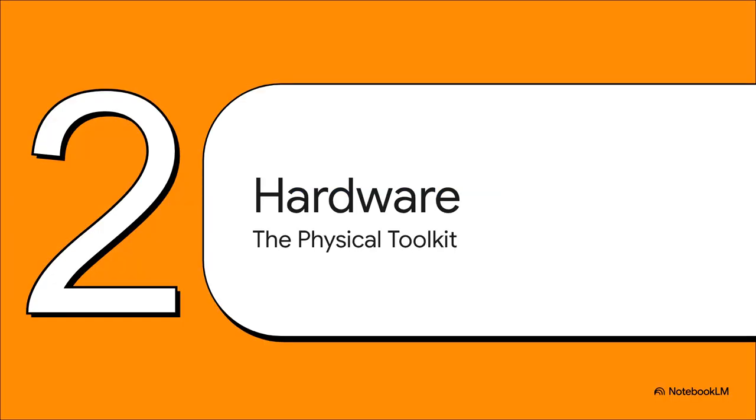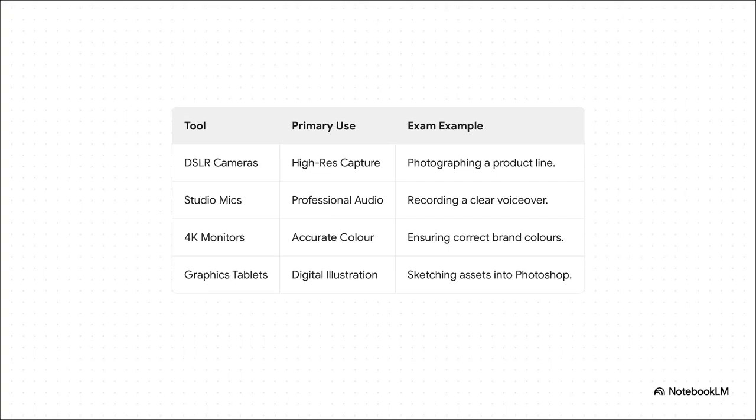Okay, on to our second category, hardware. If software is the brain of the operation, then hardware is the body. It's the physical toolkit that professionals use to capture and create their content. And again, specificity is key. We're talking about things like DSLR cameras for capturing those high-res photos you see on online catalogs, studio microphones for recording crystal-clear voiceovers. You've got 4K monitors, which are absolutely essential for video editors to make sure the brand colors are perfect, and of course graphics tablets that let artists draw digitally with incredible precision.